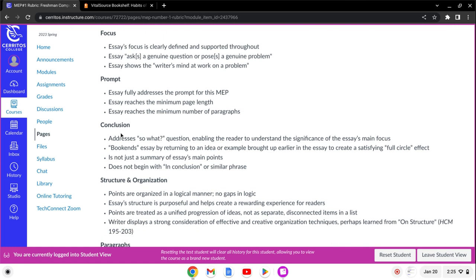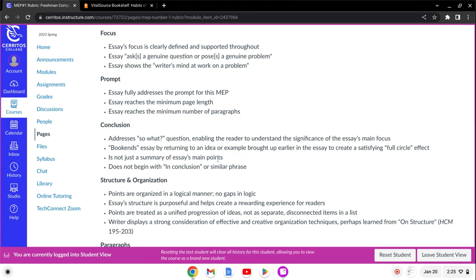Next category, the conclusion. So the characteristics for this category are here. The conclusion addresses the so what question, enabling the reader to understand the significance of the essay's main focus. The conclusion bookends the essay by returning to an idea or example brought up earlier in the essay to create a satisfying full circle effect. The essay is not just a summary of the essay's main points. Remember, that's a carryover of the 5-paragraph essay structure.